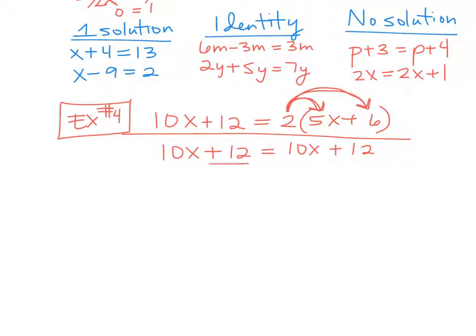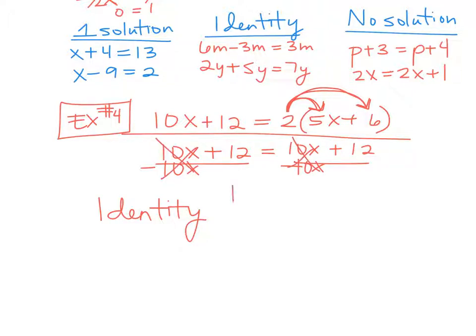As soon as the two sides are identical, right? Identical sides are an identity. So this would be identity. If you don't see it at this point, you can solve. So take away 10x, take away 10x. These are gone. And you end up with 12 equals 12. That's an identity. Okay? Questions on that one?